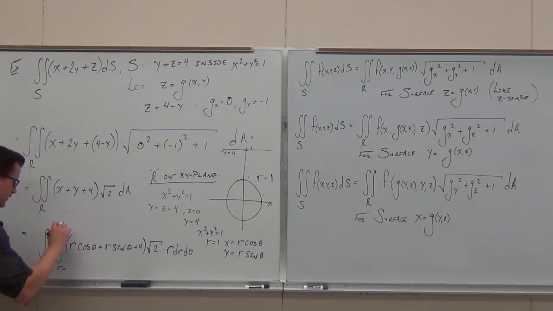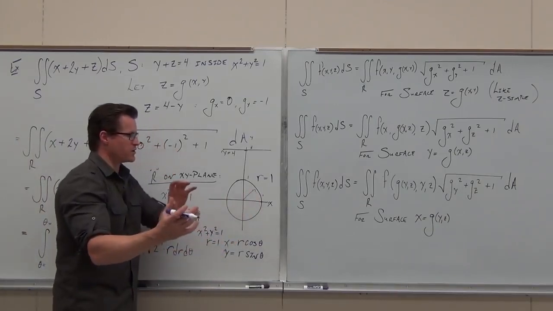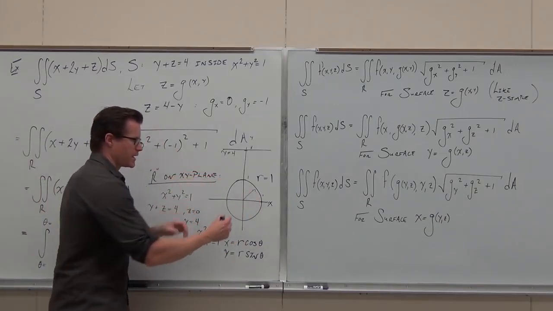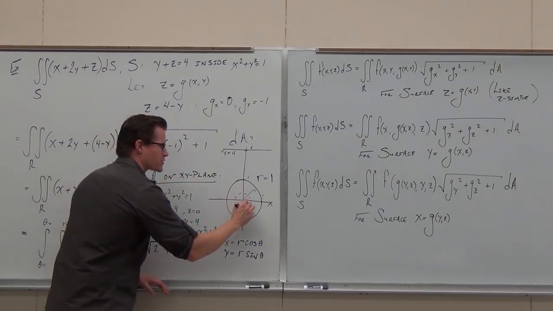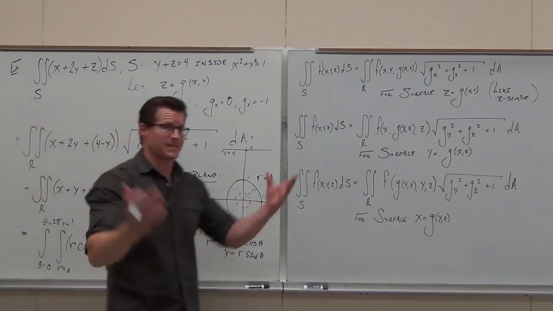This is old stuff. We always go r to r first, theta to theta last. We've got to match these up with these things. R goes from 0 to 1. We're in our region right here. This is literally the region you create when you're looking down at your surface on top of a coordinate plane. And then we're going to go around for a full circle, 0 to 2 pi. That's it.